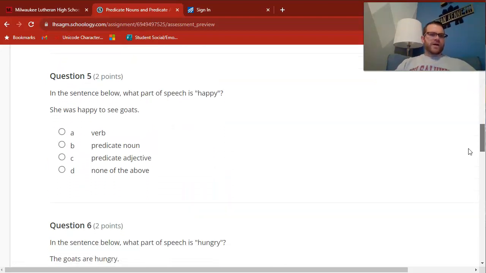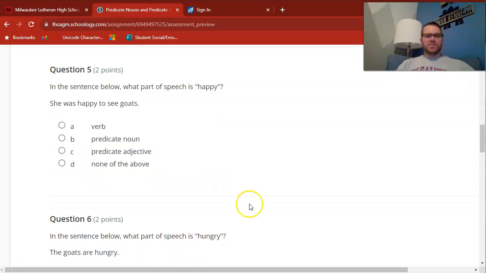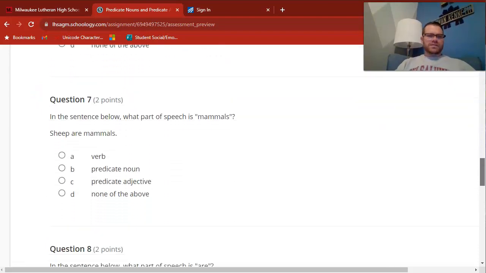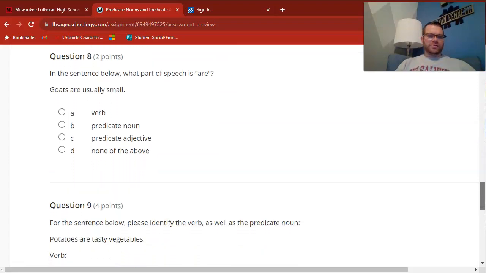Once we get to question 5, they shift to multiple choice. In the sentence below, what part of speech is happy? For each of these multiple choice ones, A is always verb, B is always predicate noun, C is always predicate adjective, and D is always none of the above. You just have to select which one you think is correct for that particular sentence. So what part of speech is happy? She was happy to see goats. Select what you think is correct there. The same applies all the way through, I think, question 8.